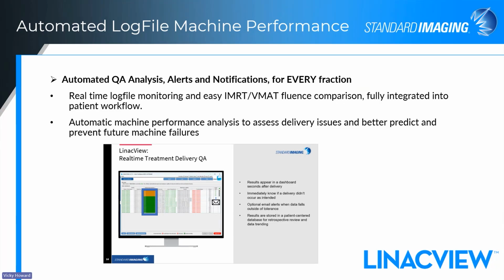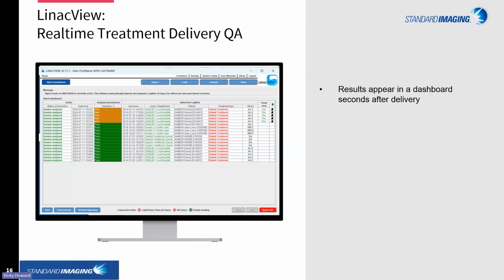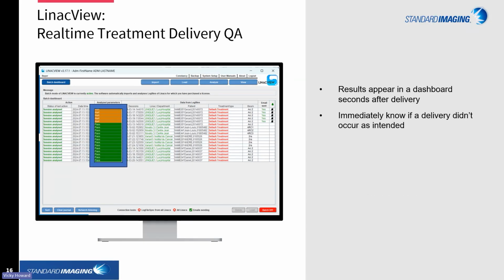But what takes us to a different level is it really provides automatic machine performance analysis to assess any delivery issues. So if there is an issue, you're able to dive in a little bit deeper and see, well, what is the issue? Do I have an issue with my leaves, or is it my dose rate ramp up, something like that? The results appear in a dashboard literally seconds after delivery, and you can see whether they passed or there's an alert at this level. You can dive deeper, and I'll show you that in a minute.